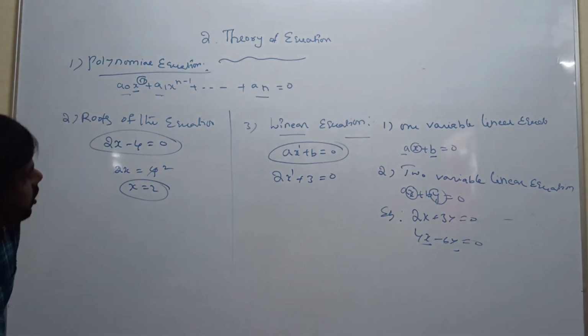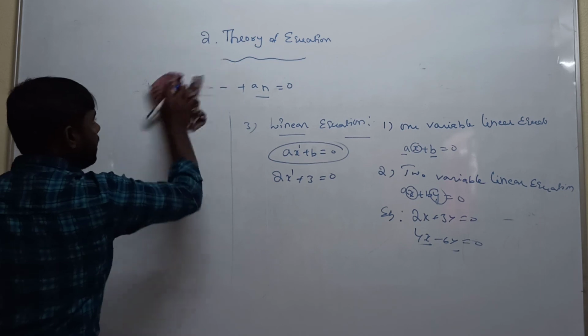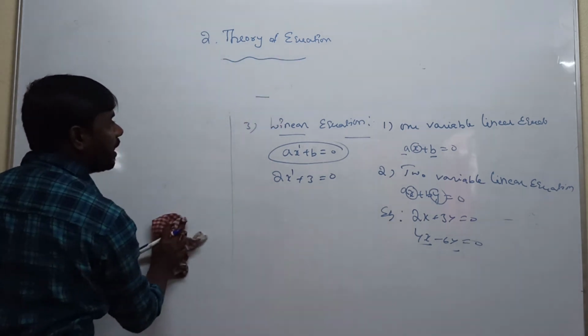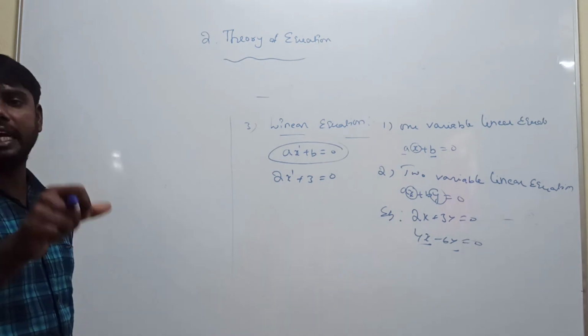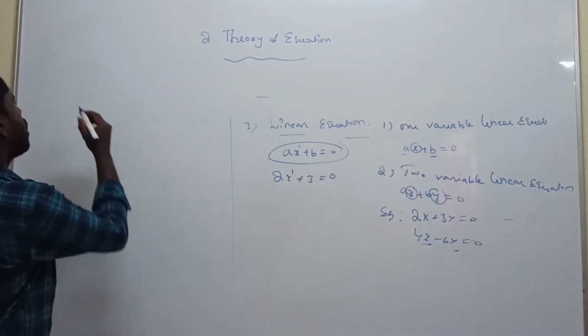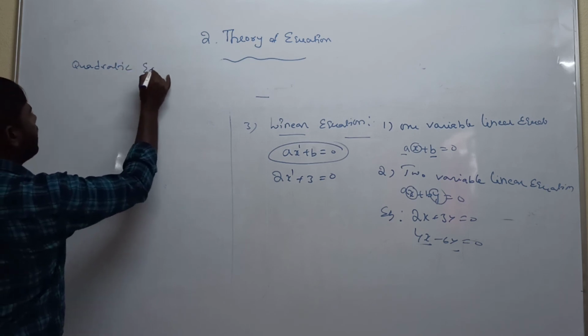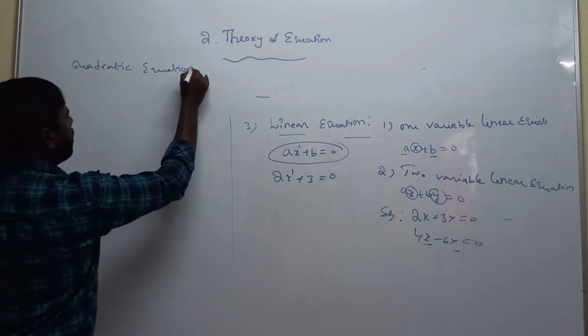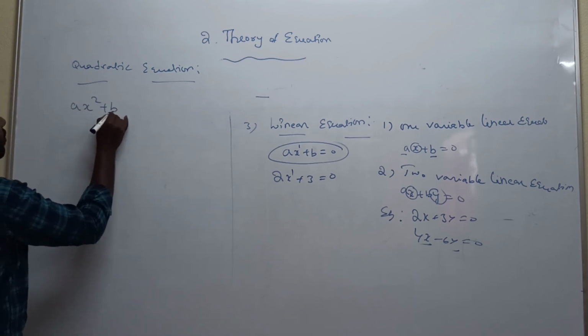One more very important definition is the quadratic equation. A linear equation is a polynomial equation of degree 1. A polynomial equation of degree 2 is called a quadratic equation. This is a very important definition.